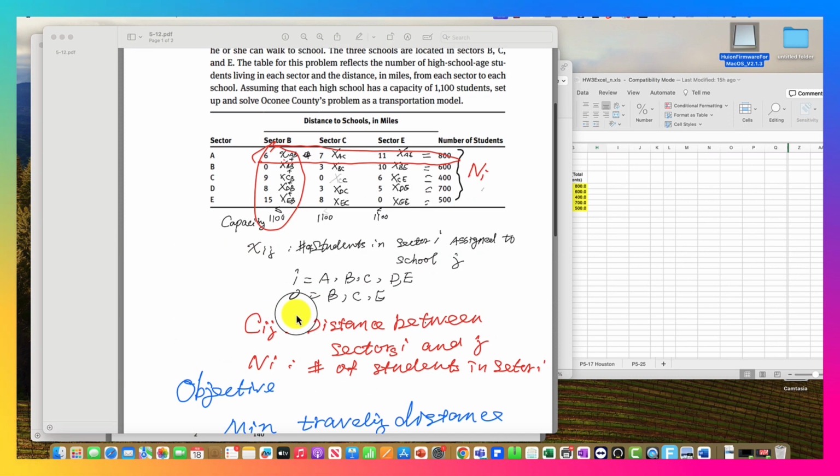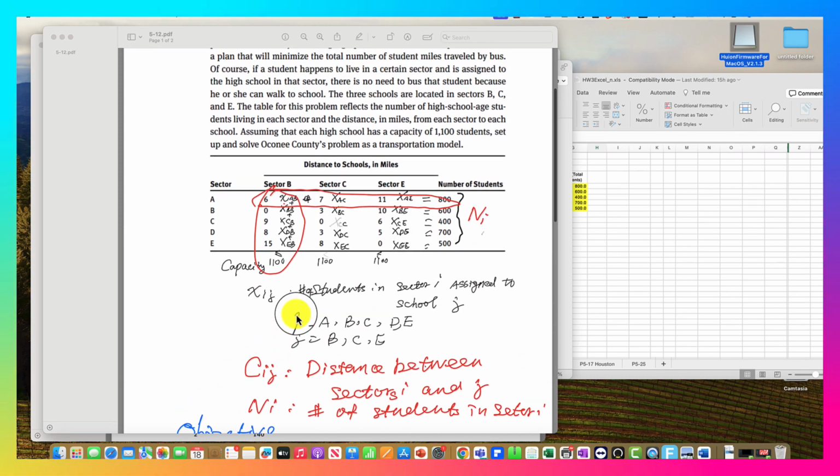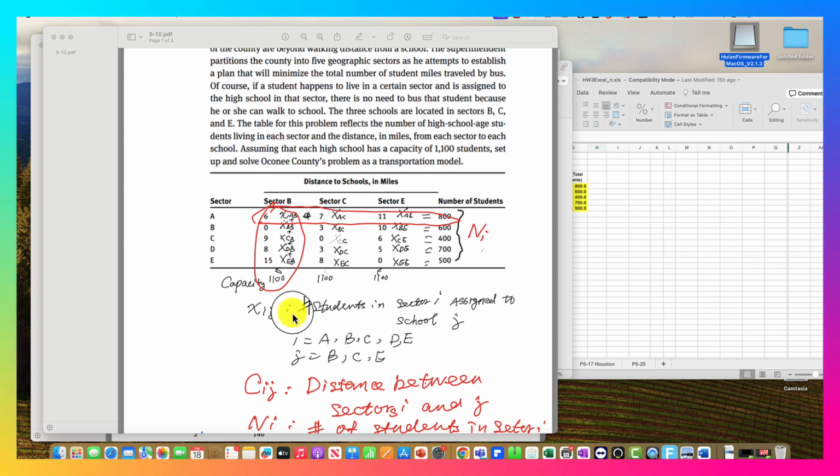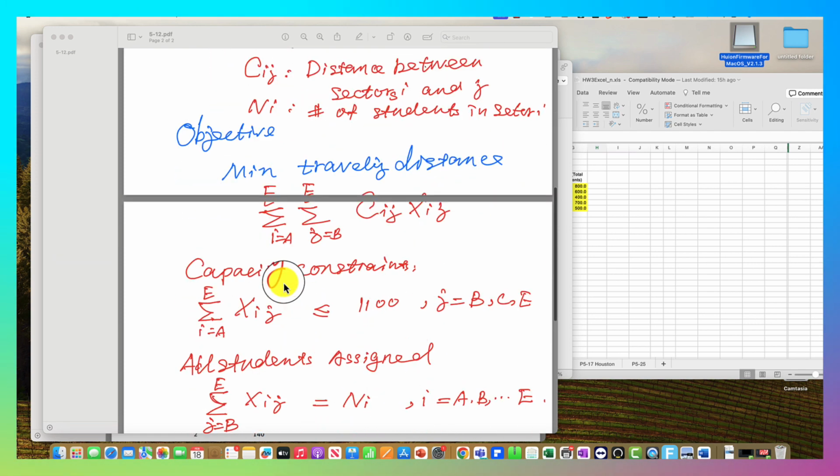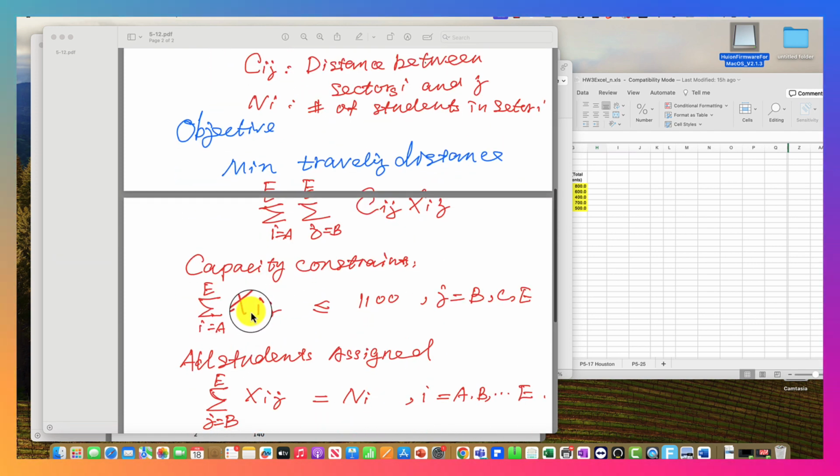There are certain constraints that must be met in this problem. The school has limited capacity. Each school can only take 1,100 students. So the capacity constraint is the summation of Xij over I should be less than or equal to 1,100.